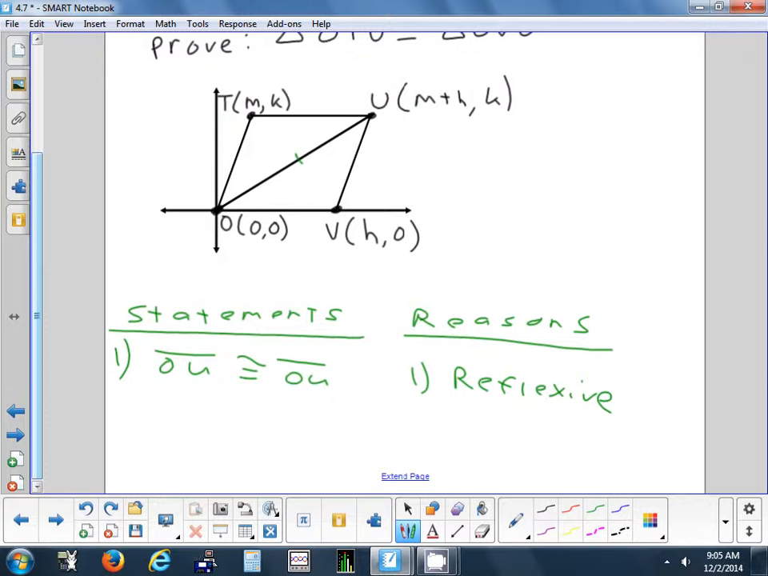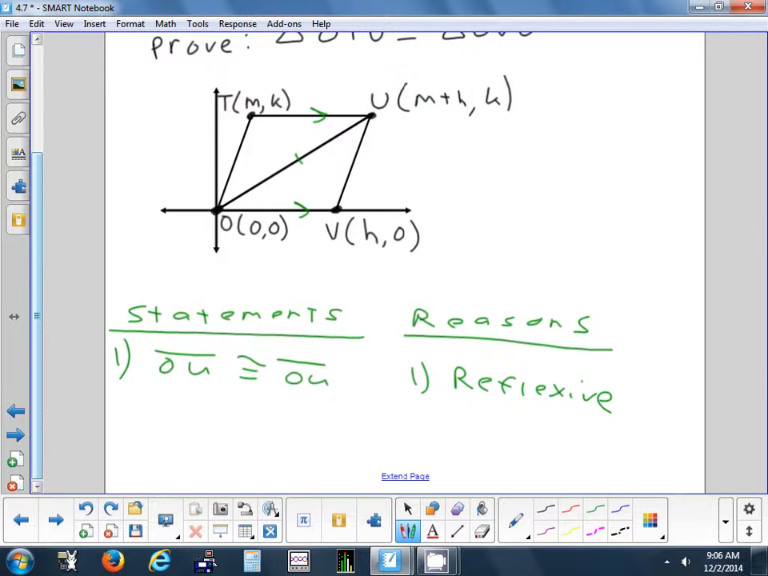If you have two points that have the same y-coordinate, that's a horizontal line. How about my y-coordinate on point O and point V? They're 0, 0. They're the same. That means the bottom side is horizontal as well. If you have two lines that are horizontal, they are parallel. Now, what does that mean? If we have two parallel lines, what else could I say there? We don't know if they're congruent, but parallel lines and a transversal tell us something.